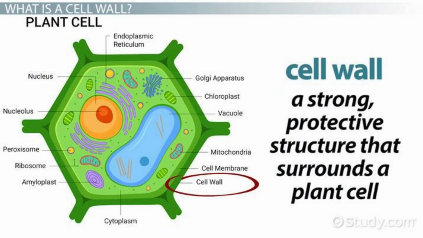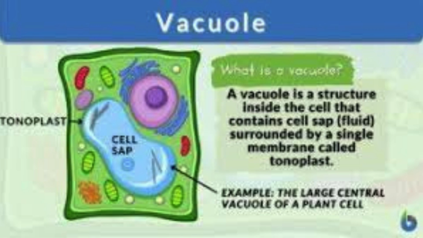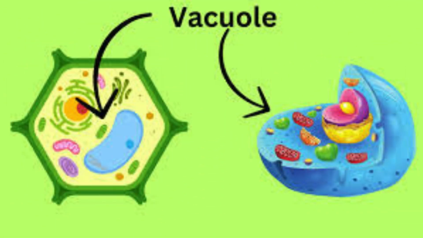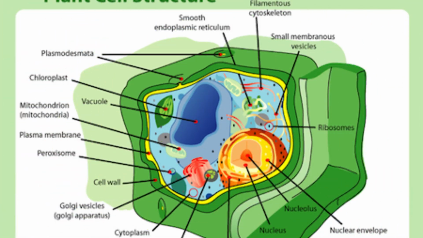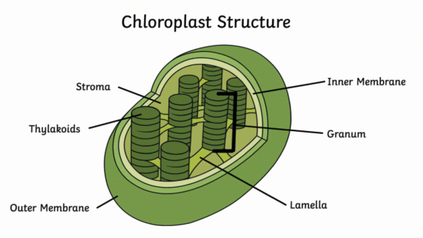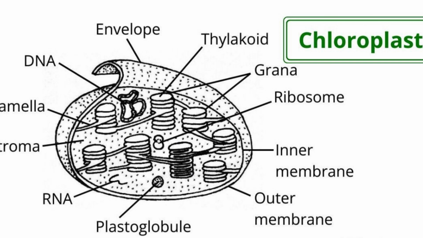Eukaryotic cells are incredibly complex and efficient. Each organelle works in harmony to keep the cell alive and functioning. That's why understanding them is so crucial in biology. Let's explore one of the most fascinating organelles in plant cells, the chloroplast. I've heard that chloroplasts are responsible for photosynthesis, but I don't know much about their structure.